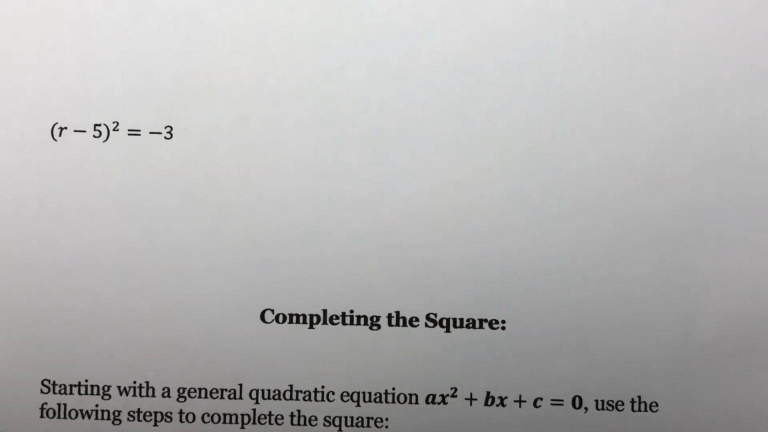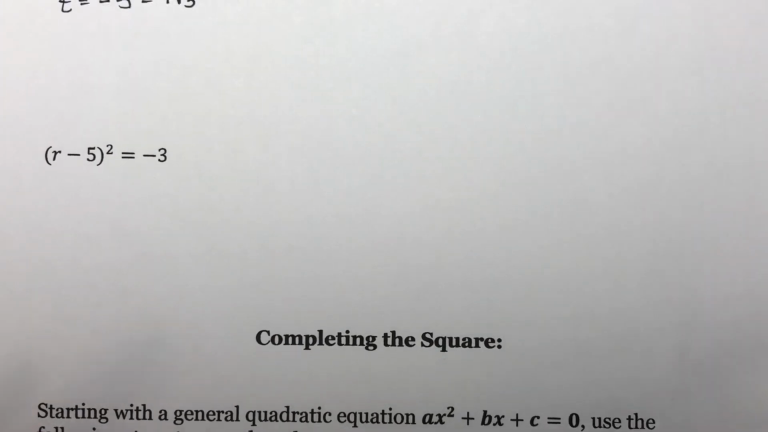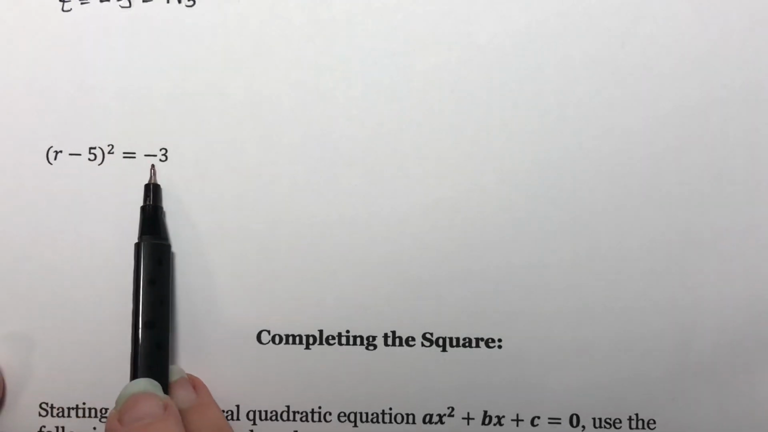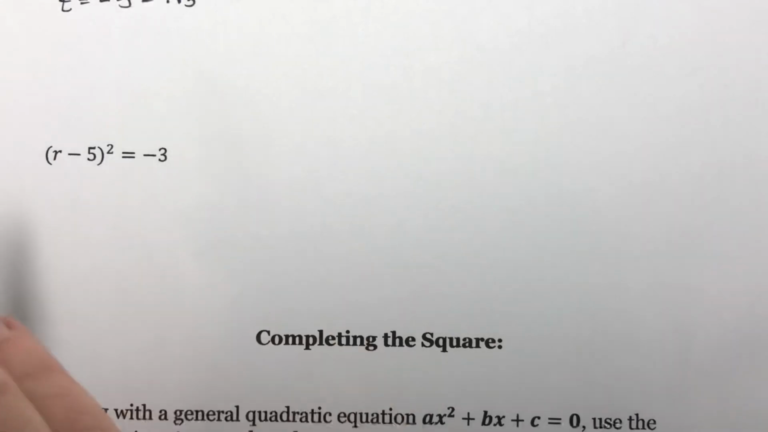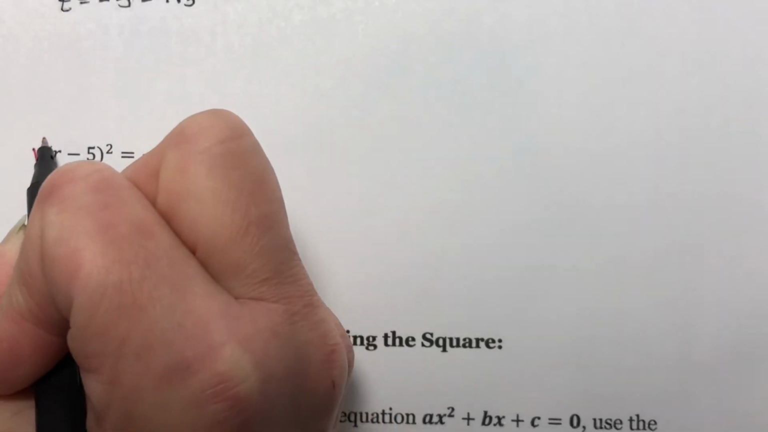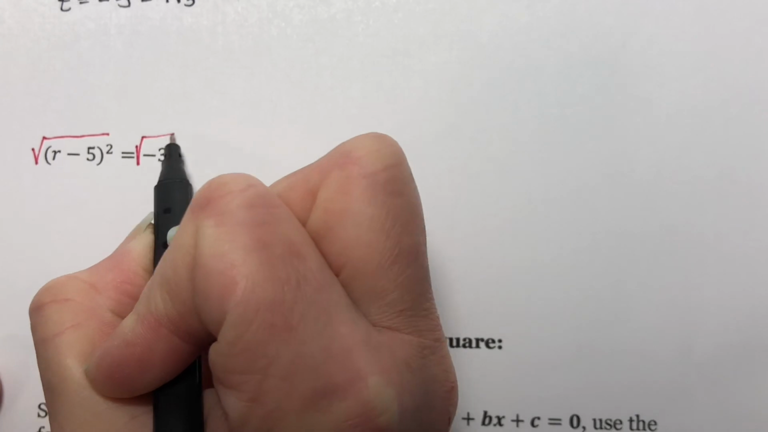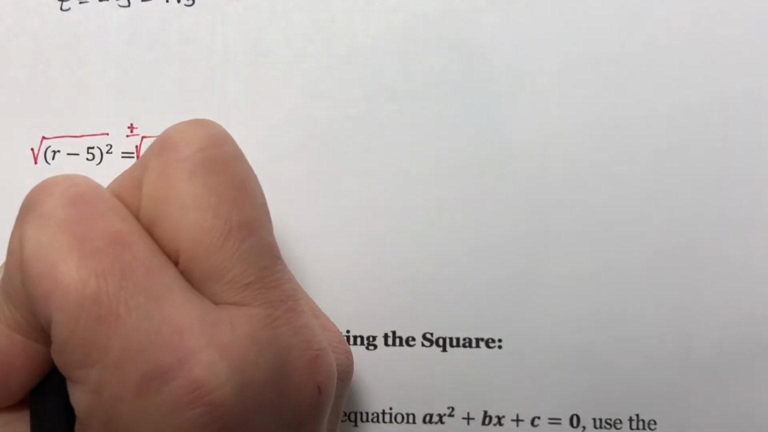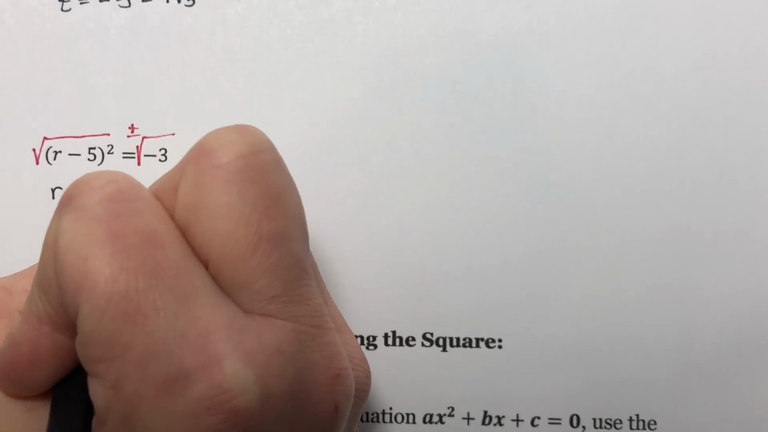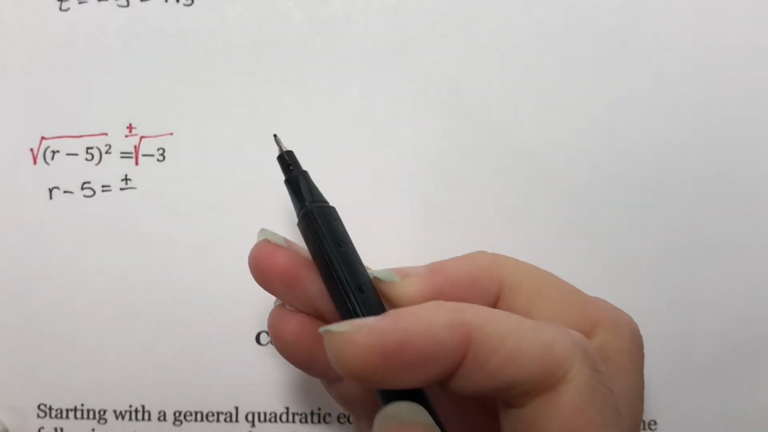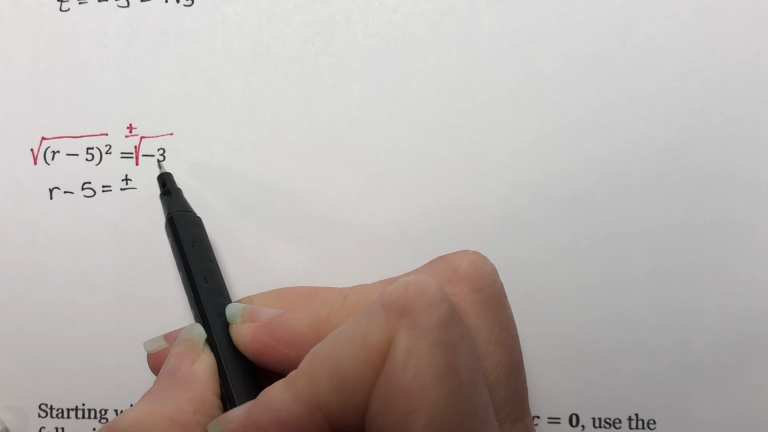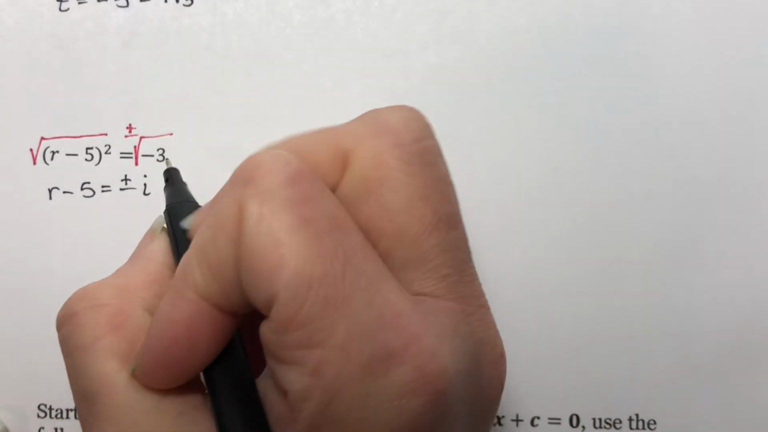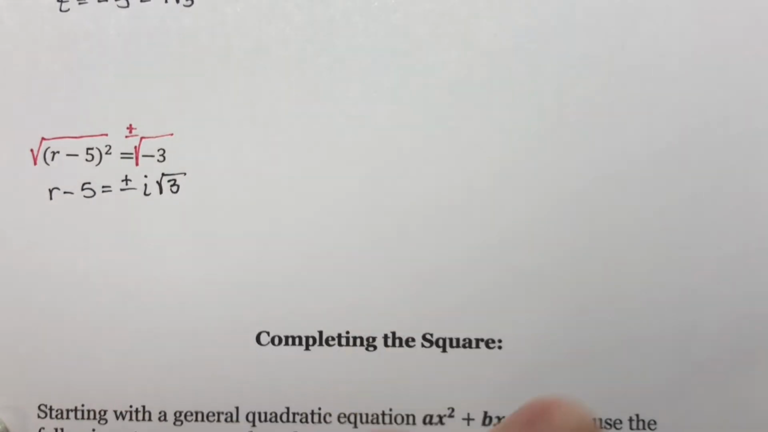Okay. One more of these square root problems. I have r minus 5 squared is equal to negative 3. I have something squared equal to a number. So I take the square root of both sides, putting a plus or minus on the number. So I have r minus 5 is equal to plus or minus the square root of negative 3, since there's a negative on the inside and the i needs to come out. And 3 is a prime number, so it's going to be stuck inside.